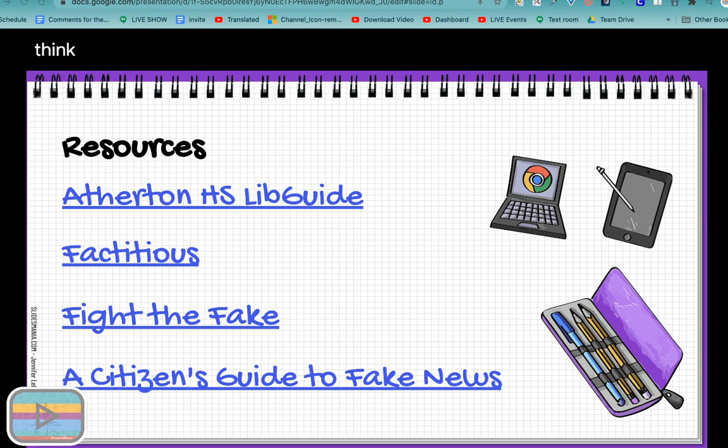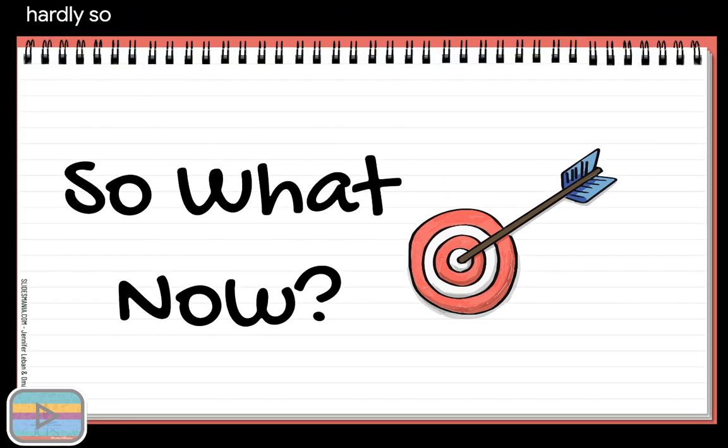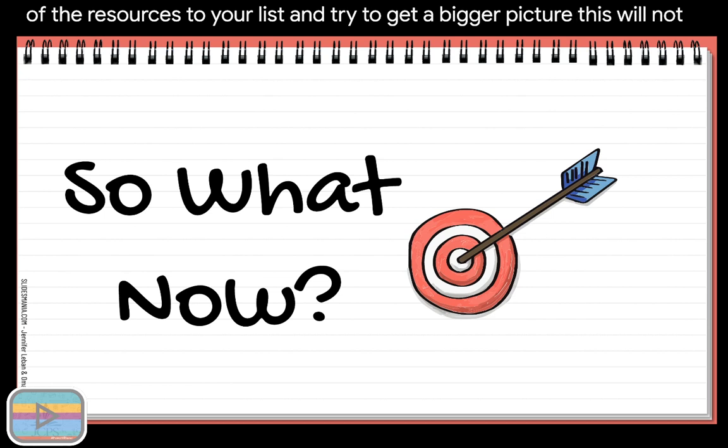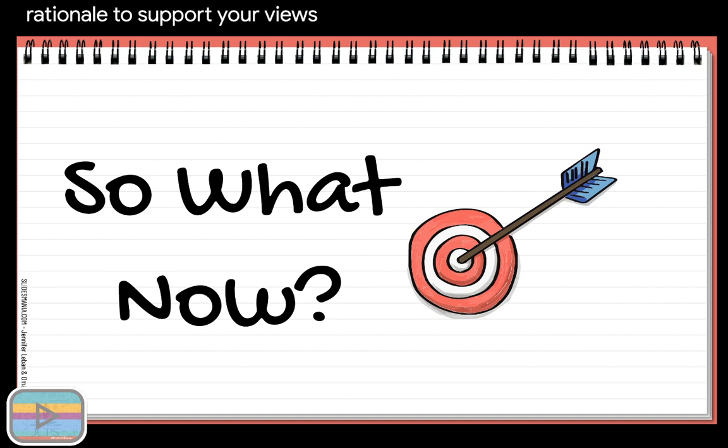What can we do now after we've looked through this really hurriedly? So what you can do is audit your information seeking practices. Are you getting information from one source or sources that reflect only one point of view? Maybe you should add some other sources to your list and try to get a bigger picture. This will let you think critically about how you really think and also provide a clearer rationale to support your views. It would also be a really good idea to reflect on your personal biases. If you can identify your tendencies, you can be more objective in your thought process, and also add diverse voices to your information sources. This will add dimension and perspective and give you a broader context of what is in the news.